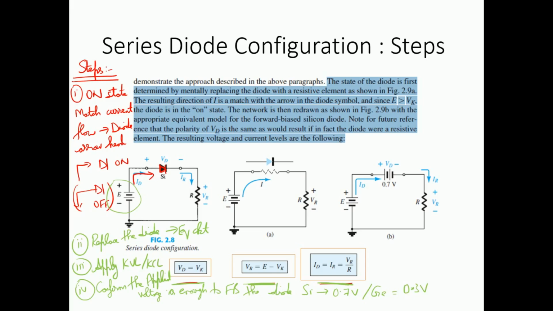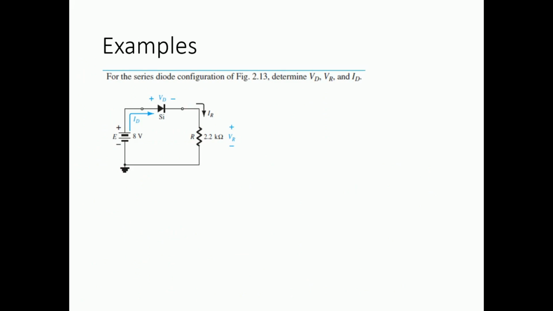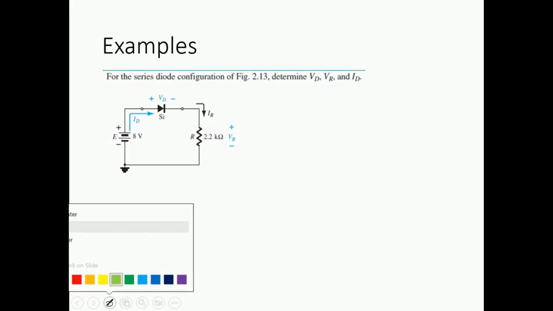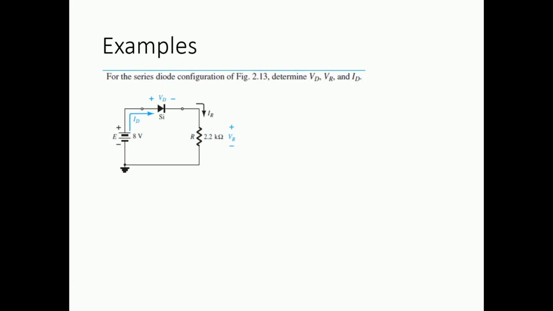So now let us use these steps to solve various examples for the series diode configuration. Later on we are going to solve the parallel diode configuration and then series parallel combined. In this example, we have been given a circuit and we have been asked that for this series diode configuration, find the voltage appearing across the diode, the voltage appearing across the resistor, and the current flowing through this resistor.